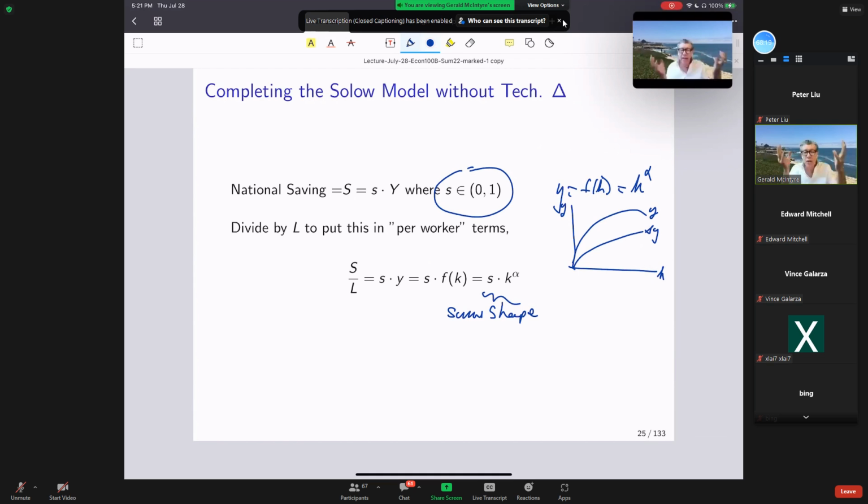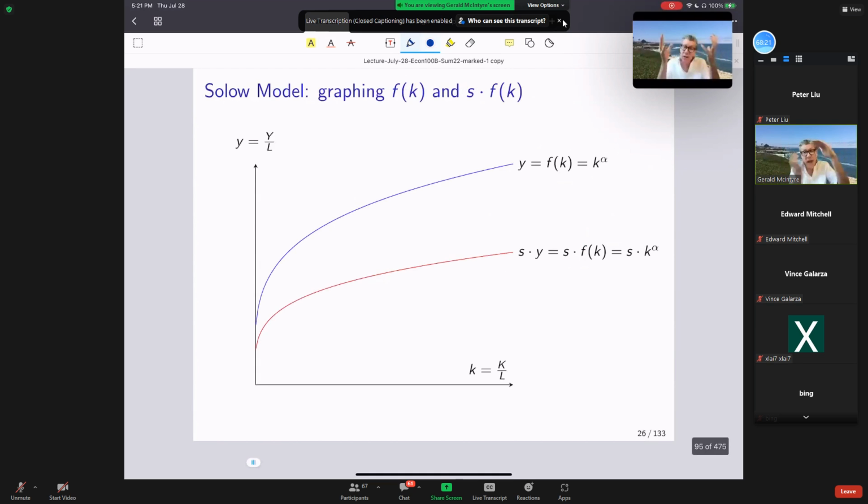In China, it's 50%, so it's half as short as y. And here's the function. So here's our savings function, and here's the original output function. The output function has this shape, and of course, the savings function has the same shape. It's just shorter. So far, so good. We're building this function. We only have one more graph, but we've got to get there.